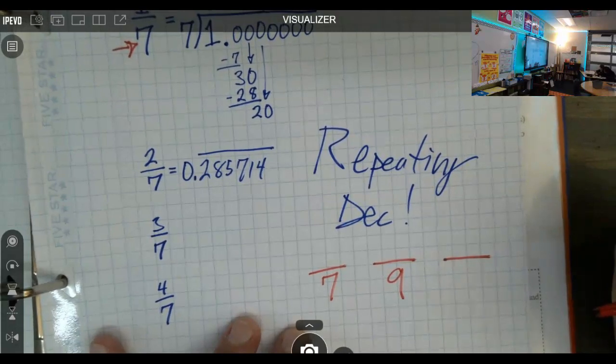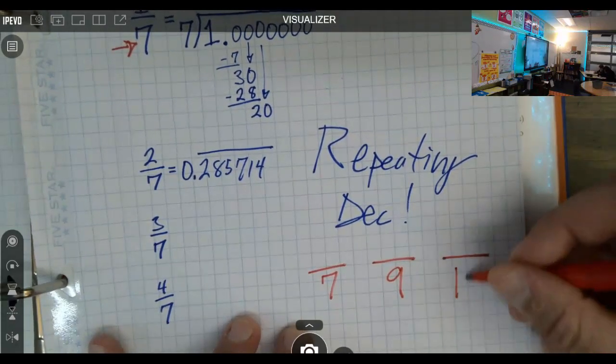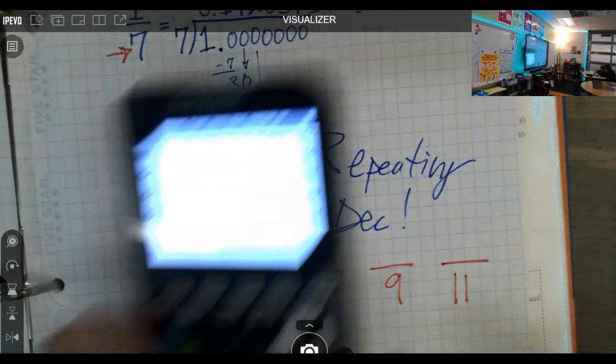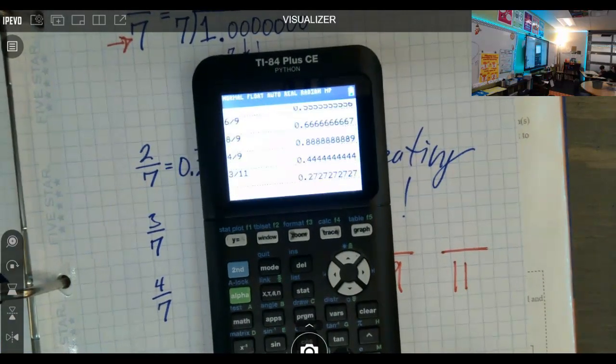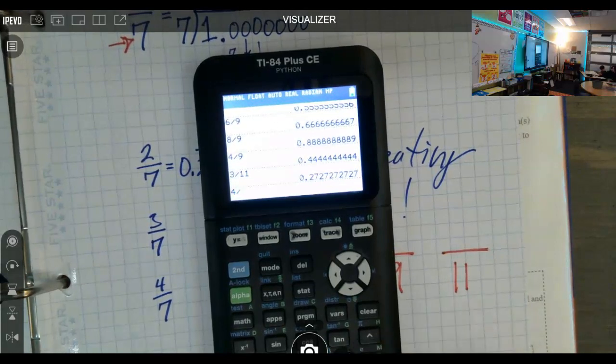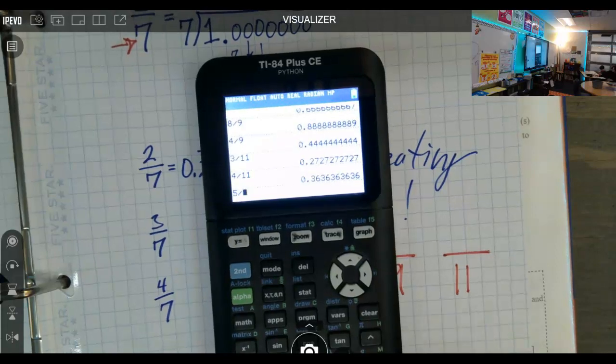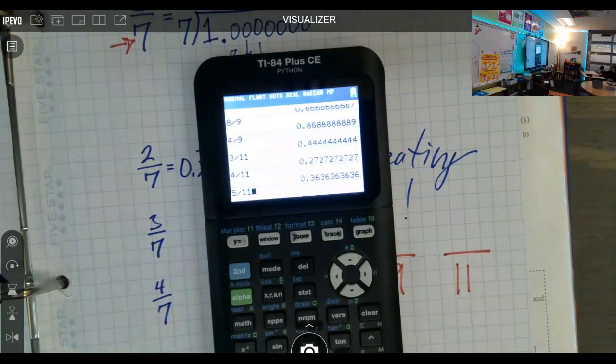Division by 11. Check this out. 3 divided by 11: 27, 27, 27. 4 divided by 11: 36, 36, 36. What? 5 divided by 11. Anyone want to make a prediction?